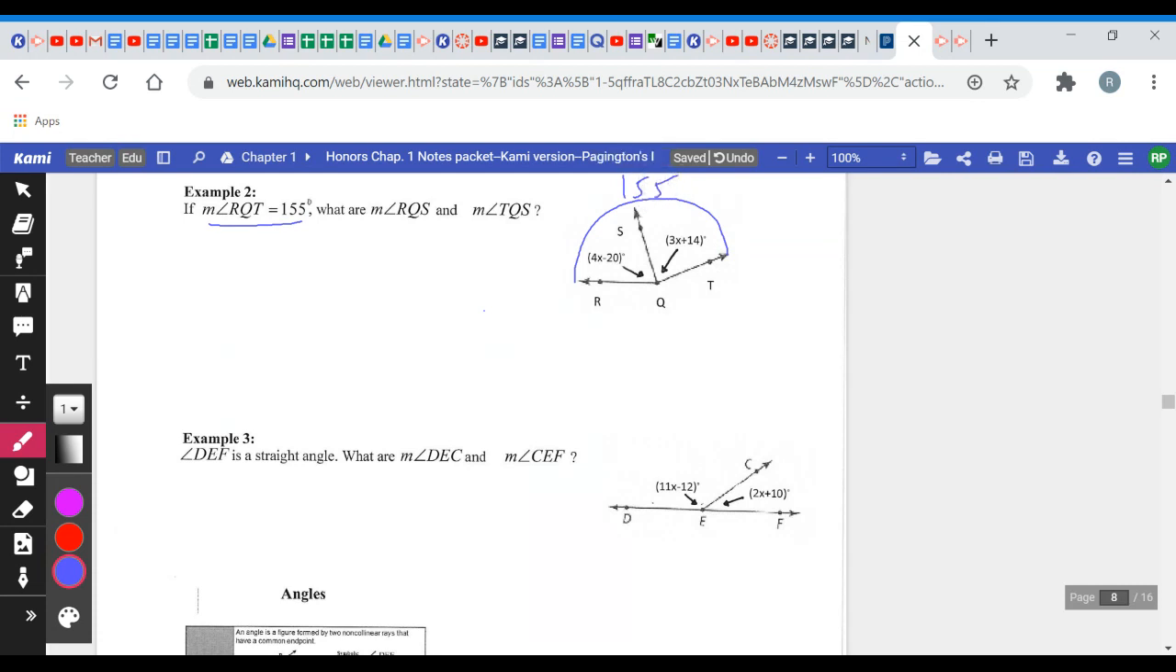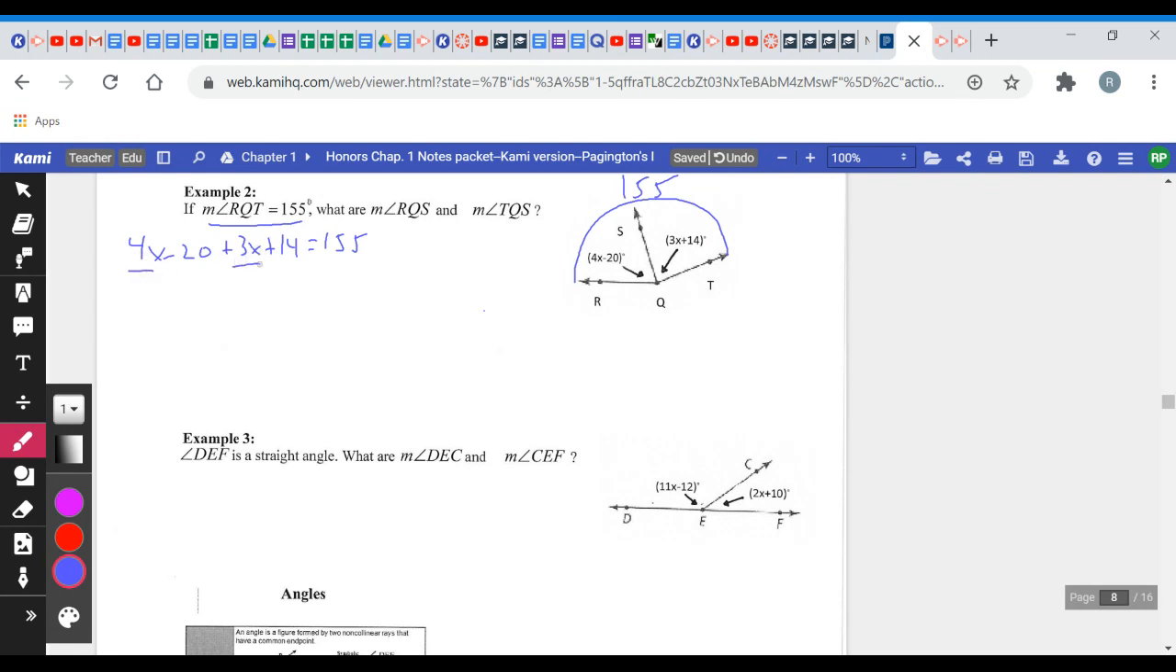So again, I need to think of a true equation to write so that I can solve for x. And again, I can say the two little angles, 4x minus 20 plus 3x plus 14 has to be equal to the whole angle, which is 155. Even though the problem is not asking me to solve for x, I still need to solve for x. So I set up my true equation. I can now solve for x.